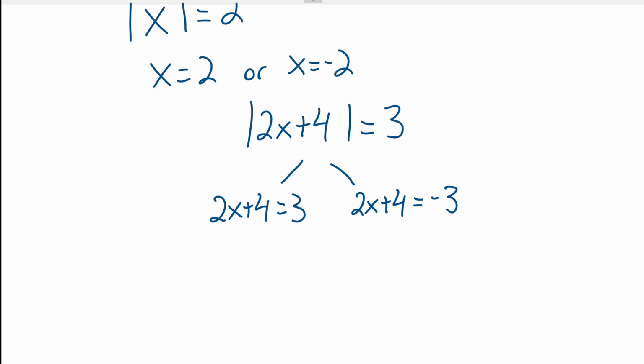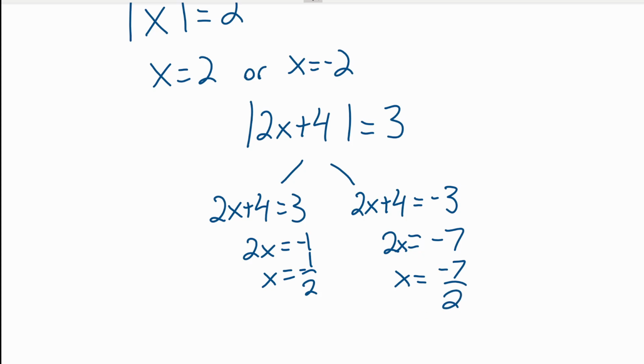If we just go ahead and do this one real quick, we have 2x equals -1, x equals -1/2, and 2x equals -7, x equals -7/2.